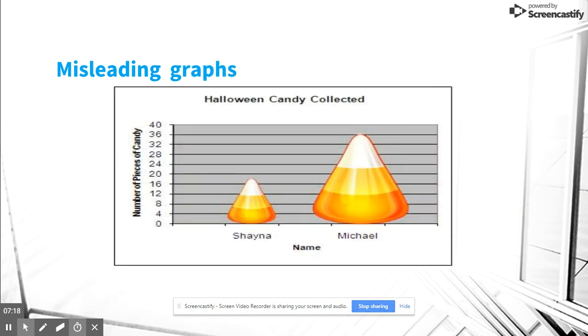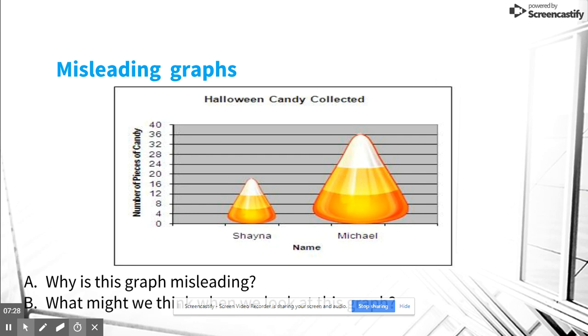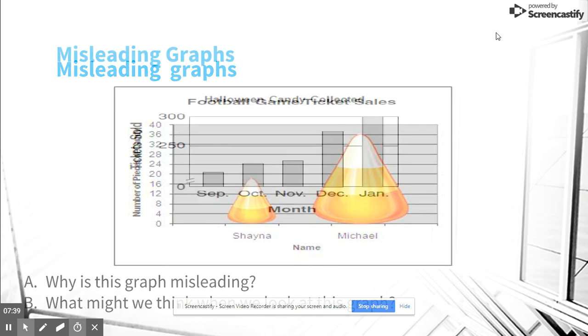Here we have a pictogram of Halloween candy collected, and I want you to ask yourselves, why is this graph misleading? And what might we think when we look at this graph? So I want you and your partner to discuss that.